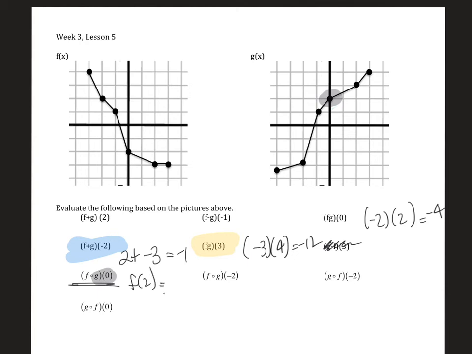Well, f of 2, if you look here, is, and I picked the wrong pen. Let's try this again. So f of 2 is -3. Okay, let me erase some stuff so you can focus a little bit better.